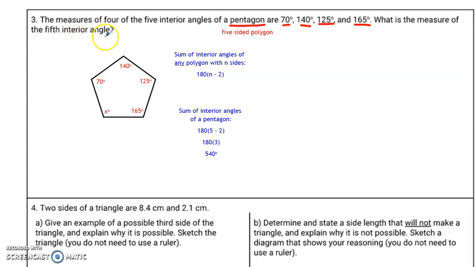So what I did was I used a formula that I know already. The formula is the sum of the interior angles of any polygon with n sides. Any polygon at all, whether it's a triangle or a quadrilateral or a pentagon or a heptagon, whatever the case may be.